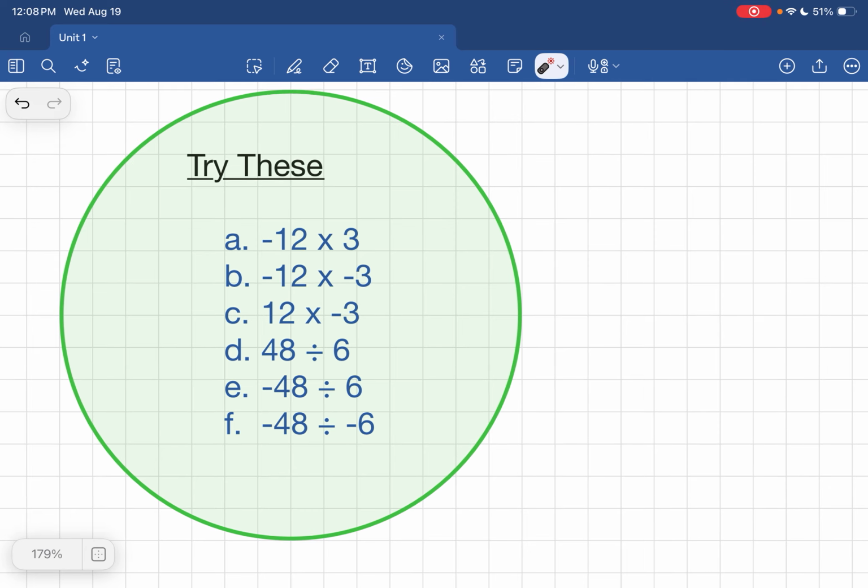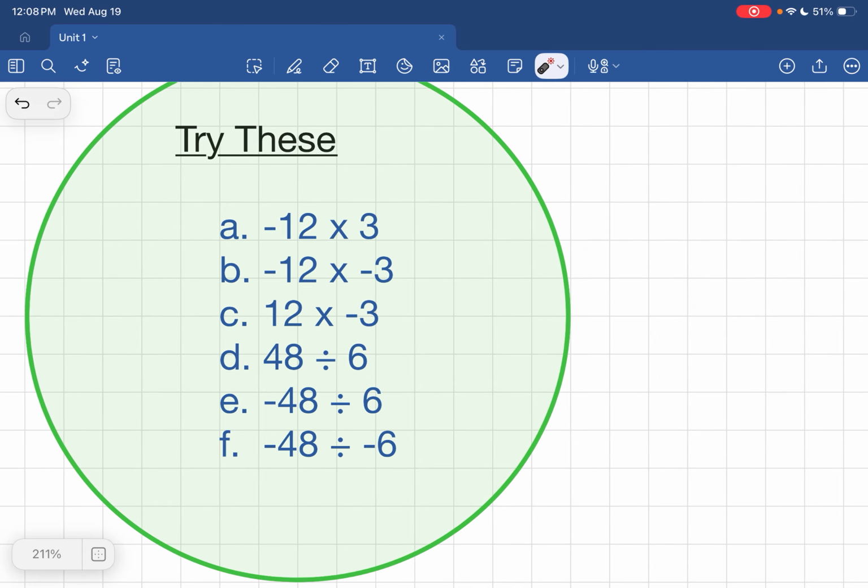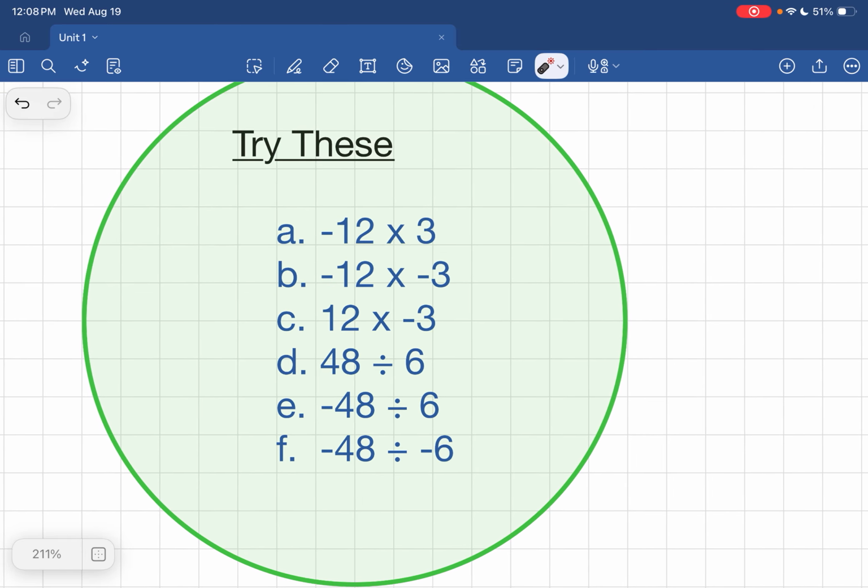All right, let's finish with 6 problems. Pause the video and solve these on your own. Remember the process. Look at the signs, same or different, determine the sign, then calculate. All right, pause the video now.